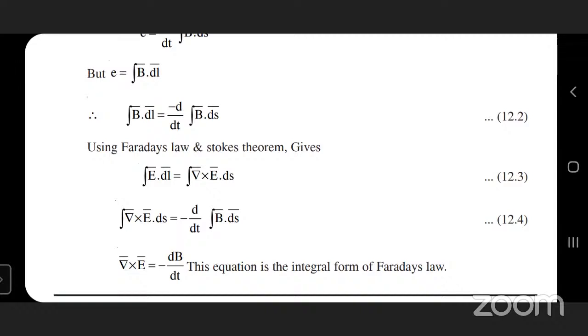Integral form means the line integral of E dot dl equals minus d by dt of the integral of B dot ds. That is the integral form, which you can convert into the differential form. So correct all these, as many print mistakes are there. Don't write that this is the integral form. This is the differential form of Faraday's law.